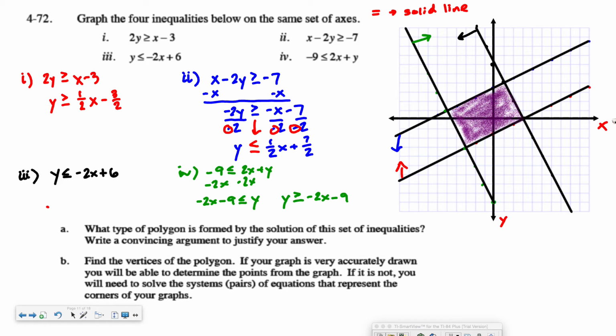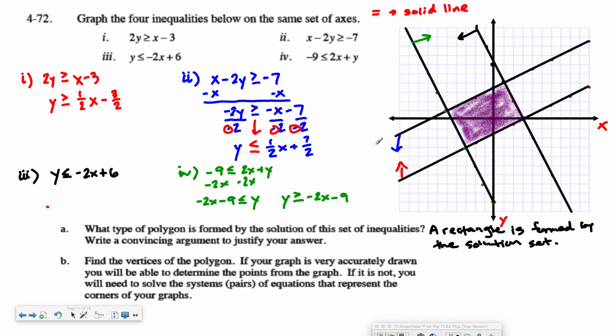We've got, what type of polygon is formed by the solution of this set of inequalities? That to me looks like a rectangle. So we could say a rectangle is formed by the solution set. So let's write a convincing argument to justify your answer.